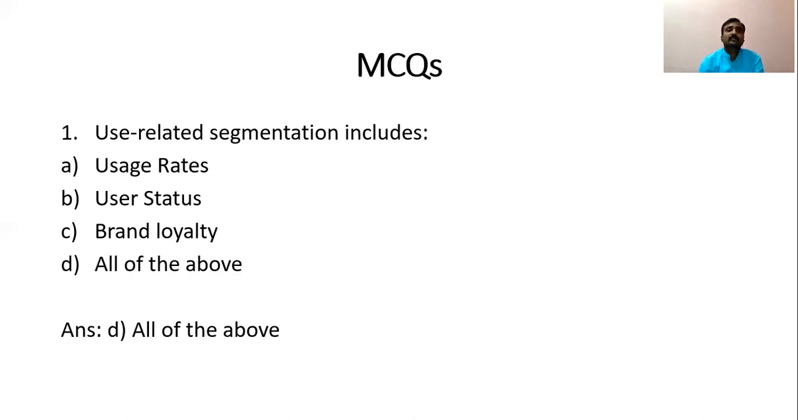Based on these, I have given some MCQs so that it will be easier to understand the concept of behavioristic segmentation. Use related segmentation includes, so based on the use, we can segment the market into usage rate, user status, and brand loyalty. Usage rate is the number of times they purchase the product, user status is how they use the products, and brand loyalty is where they do not switch over from one brand to another. So all these three constitute use related segmentation.